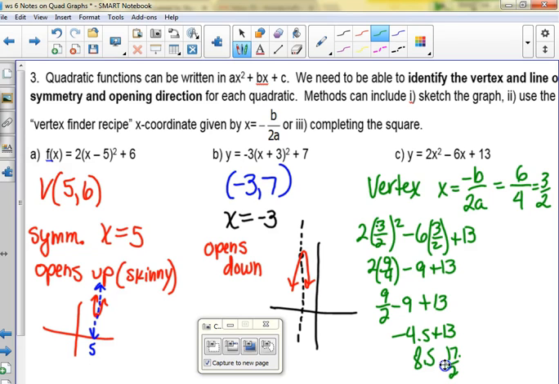No? Did anybody type it in their calculator? Did you get 8.5? Either one is fine, right? I don't care. You can write the vertex as either 1.5, 8.5, or it is equivalent to 3/2 and 17/2. I don't care which way you write it. As long as it's exact, we're good.